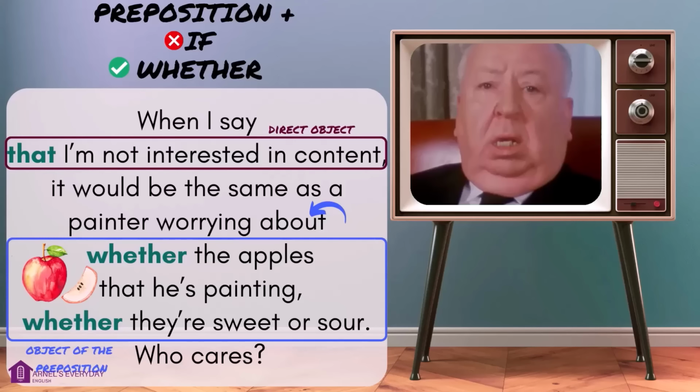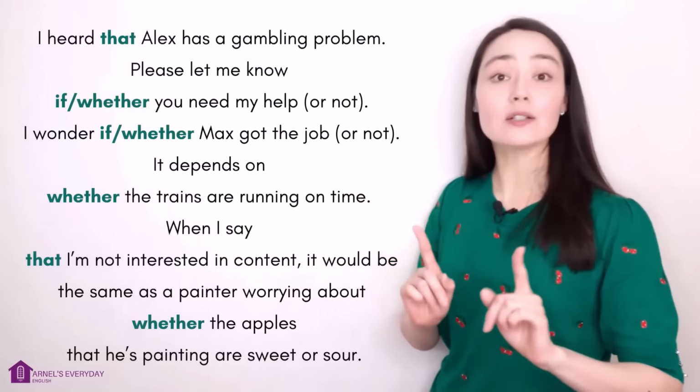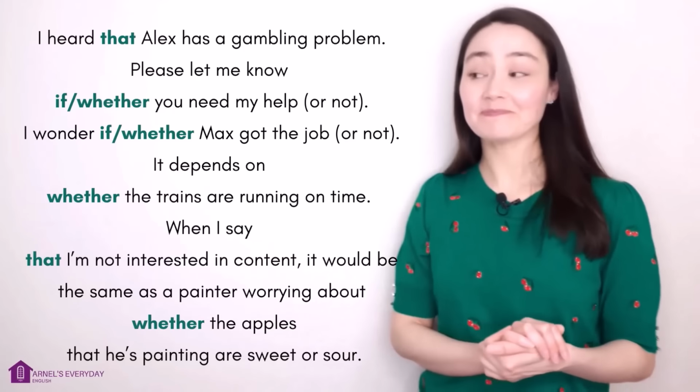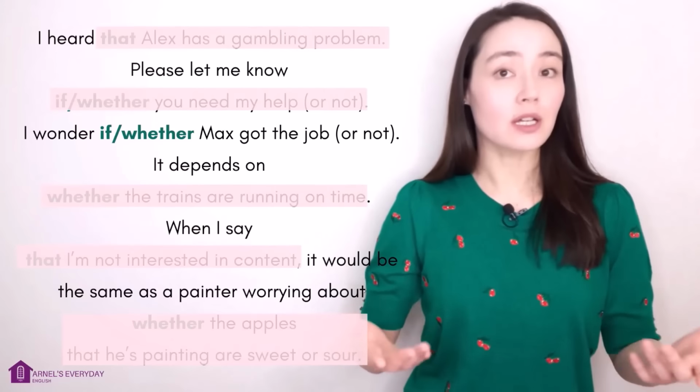I cannot use if after my preposition about. And you might notice this mini clause here, that he's painting. Is this clause functioning as a noun? No, this clause is describing apples. So it's a relative clause. And let's confirm what we've done so far and do that little noun clause test. I can remove those noun clauses and replace them with normal nouns.